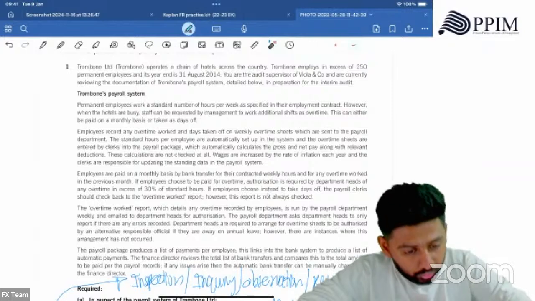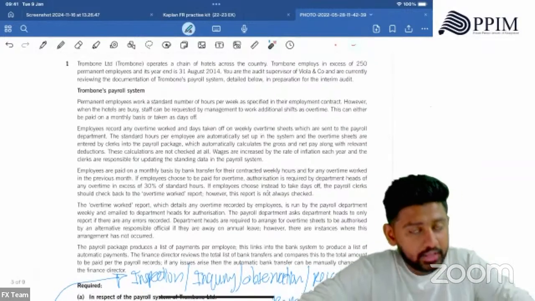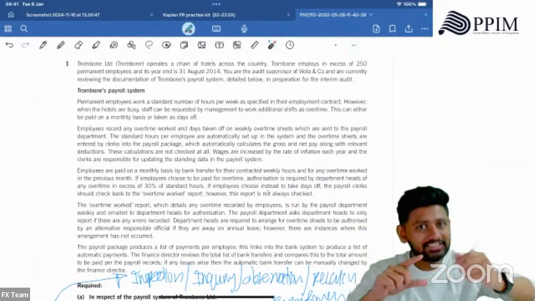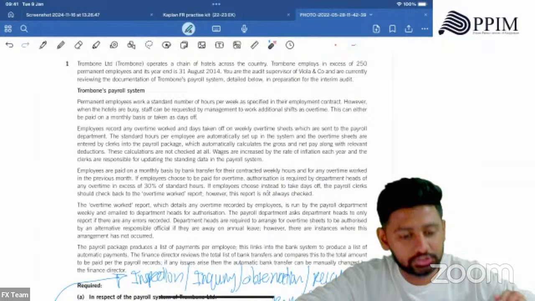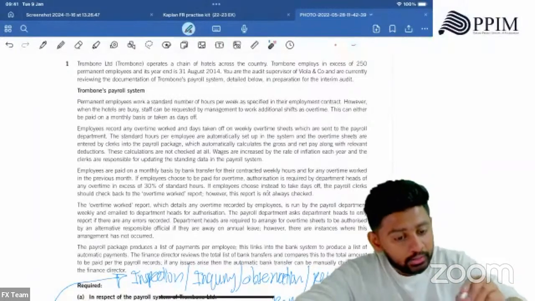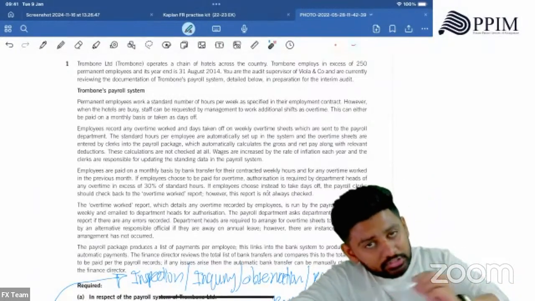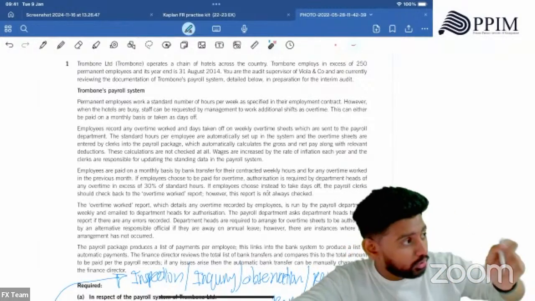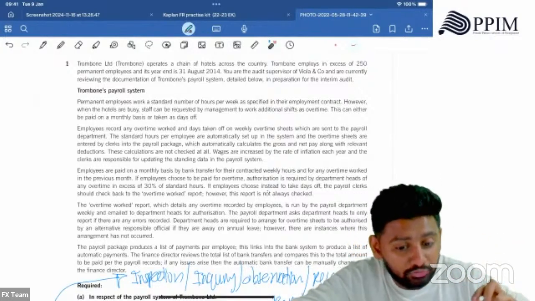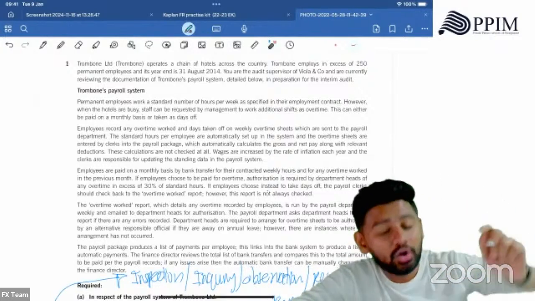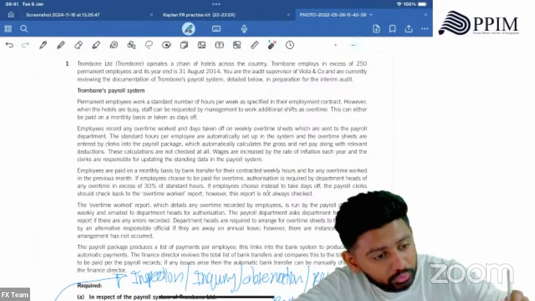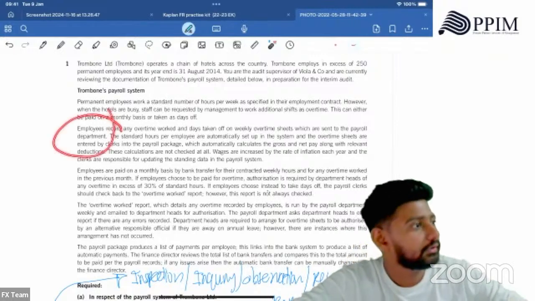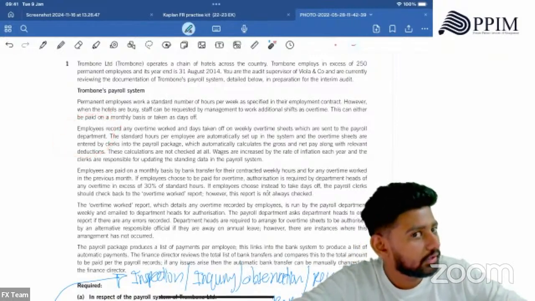Employees record any overtime work. Okay, 40 hours is my normal working hours, plus I'm working 5 hours extra. I put 5 hours, and days taken off, on a weekly overtime sheet. Okay, there is an overtime sheet. This is sent to the payroll department. Now this is not just kept like that. It goes to the payroll department. Are we clear?